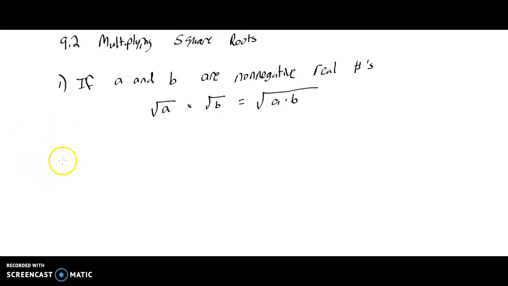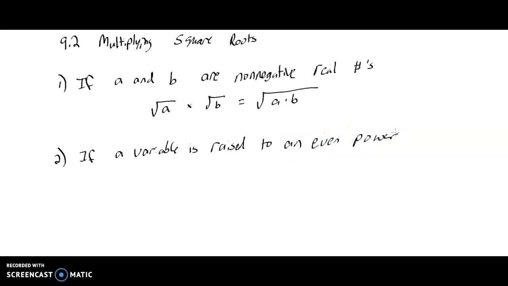Another key thing to remember is that if underneath the square root sign a variable is raised to an even power, we can simply divide that power by 2, so basically divide it in half, and it moves to the outside of the radical sign when we're working at simplifying it. So let's go ahead and start taking a look at a couple of our examples.